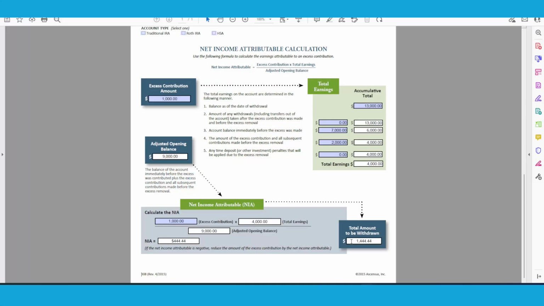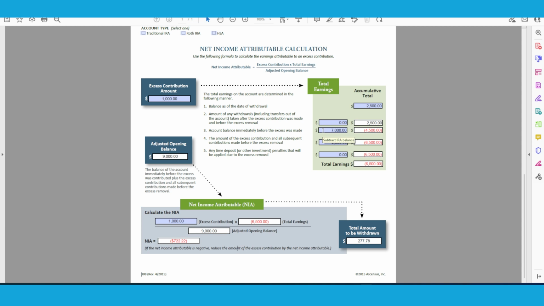So you might be wondering, how is this math calculated? So let's go through it. So the excess contribution amount here is going to be $1,000, because we didn't qualify for anything in this example. So we made two contributions and they were both in excess, so $1,000. Balance as of the date of withdrawal. So the date of withdrawal is going to be $2,500. Amount of any withdrawals, we didn't do any withdrawals in any of these examples.